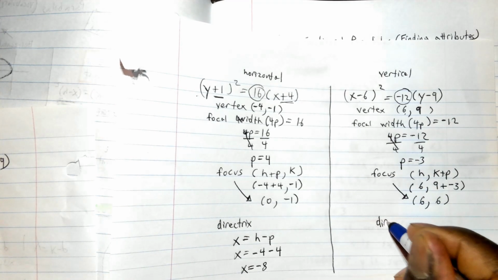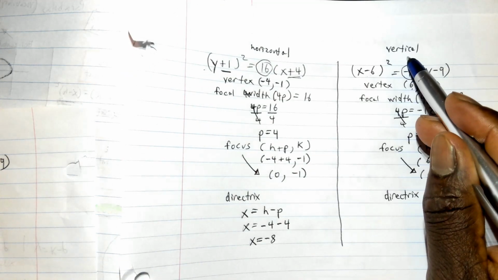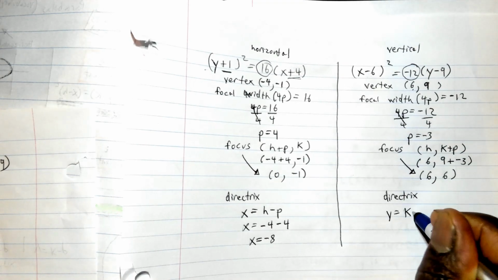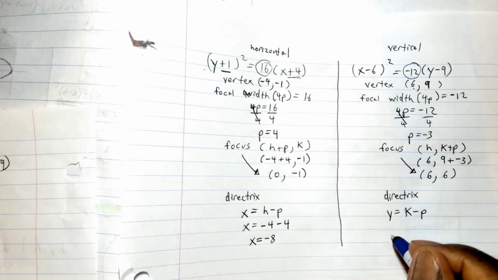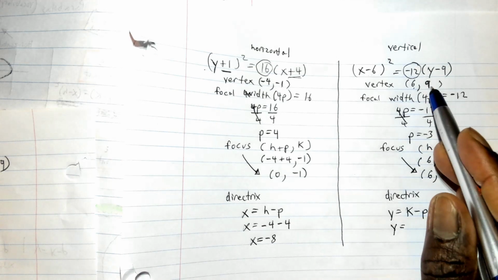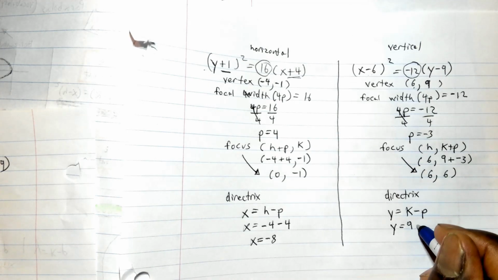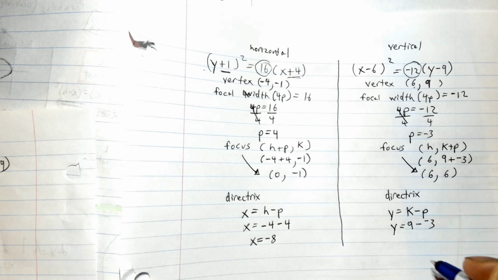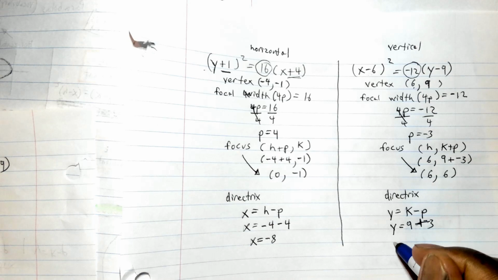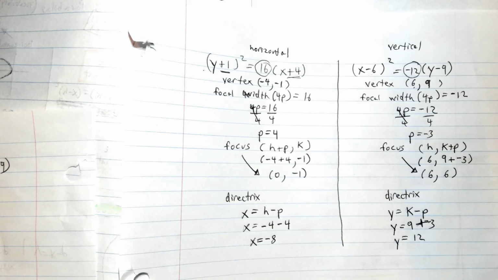Our directrix, since we have a vertical equation, is going to be a y equals equation. And in fact, it's going to be y equals k minus p. So that means we're going to have y equals, k was 9, and p is -3. So 9 minus -3. Minus a negative means the same thing as add. So 9 minus a -3 is going to give us 12. This is the equation for our directrix.